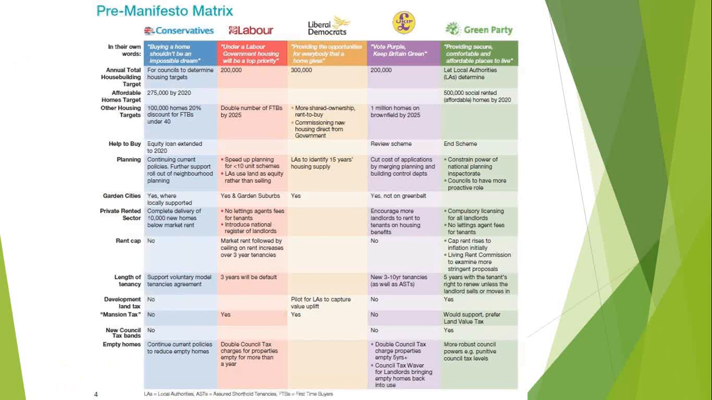So I've just put there the matrix, which you can look through. I won't dwell too much on that because it is getting slightly political, but you can see the main bones of contention between the parties, mainly in house building targets, private rented sector, especially length of tenancies, and property taxes. You can look at that in great detail when you receive the slides.